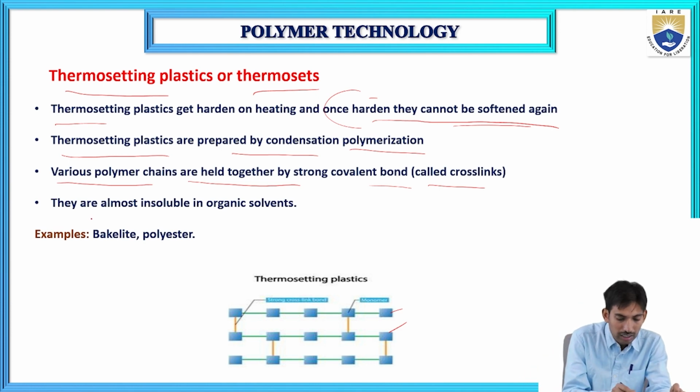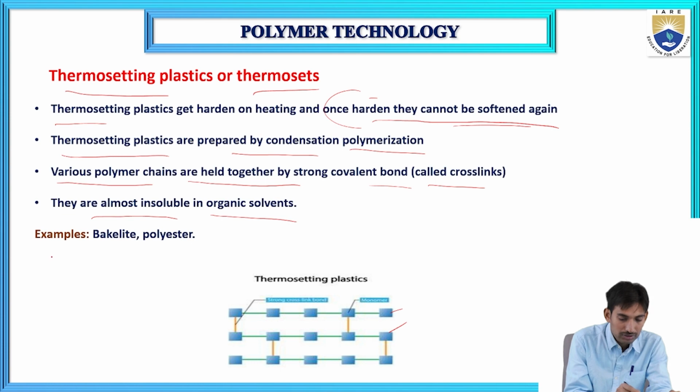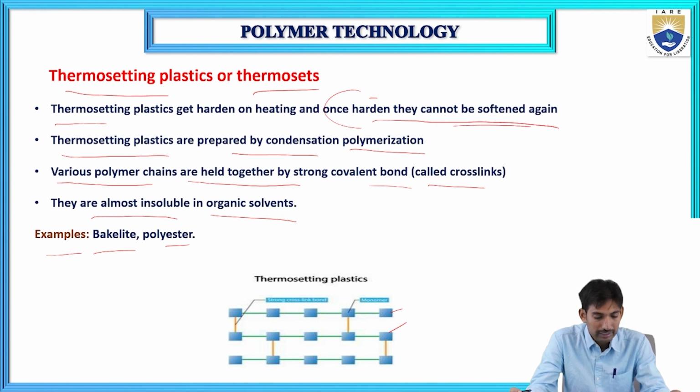Okay, they are almost insoluble in organic solvents. In addition polymerization, the addition polymers, the thermoplastics, can be dissolved easily in organic solvents. But thermosetting plastics are almost insoluble in organic solvents. Examples for thermosetting plastics are bakelite and polyesters.